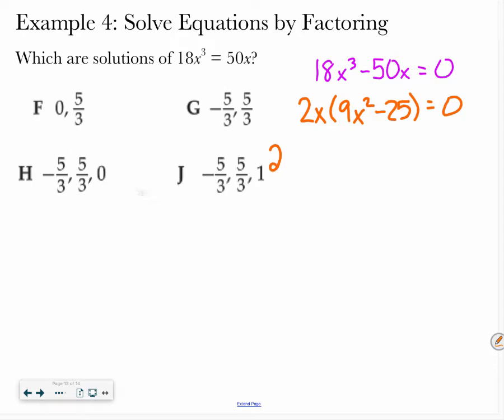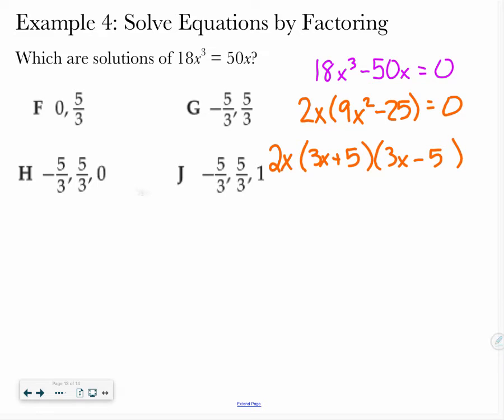So I have 2x on the outside, and I still have the form a squared minus b squared. So my a squared is going to be that what number times itself gives me 9? That's going to be a 3. And then how do I get x squared? I have to put an x with that 3. I need a plus, I need a minus. And what number times itself gives us 25? That would be 5. So I have 2x times the quantity of 3x plus 5 times the quantity of 3x minus 5.